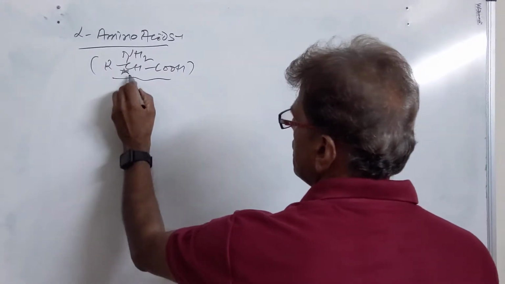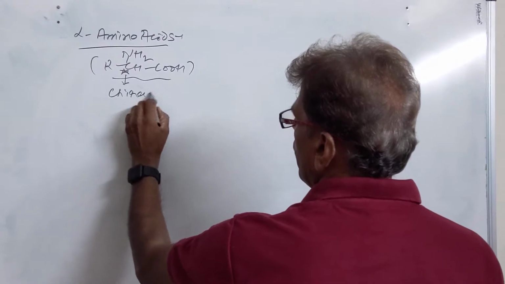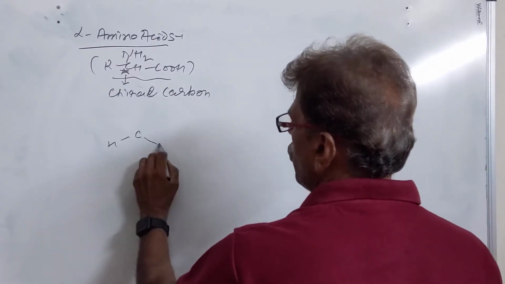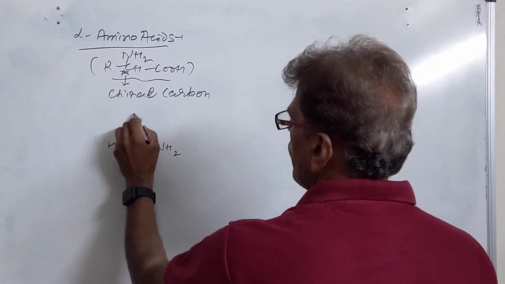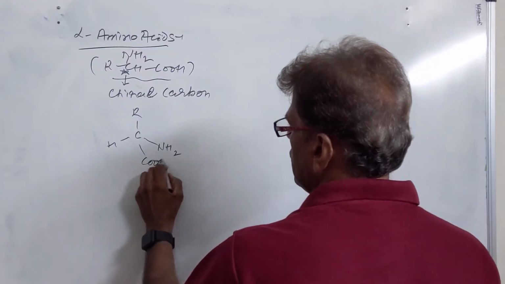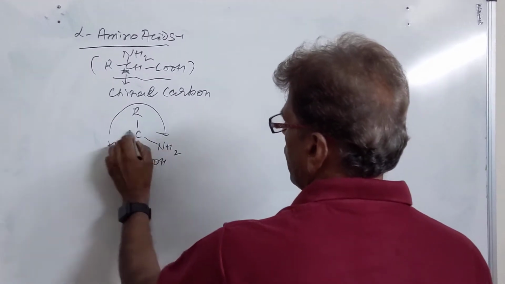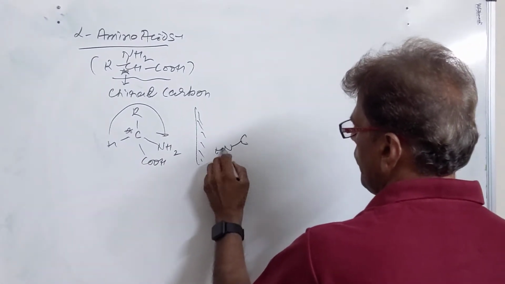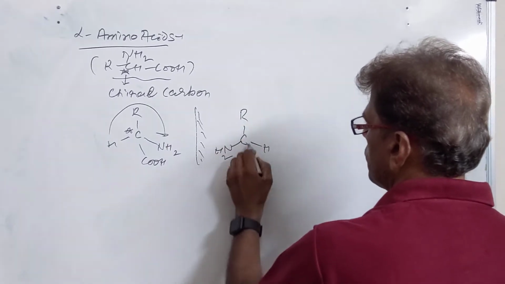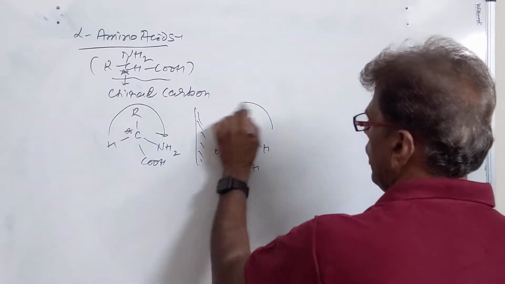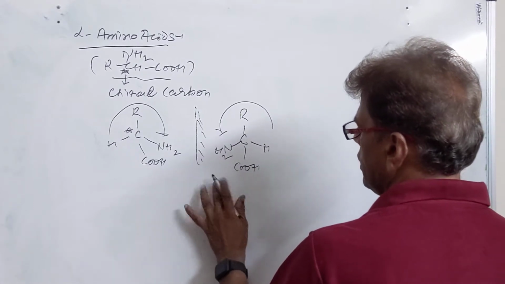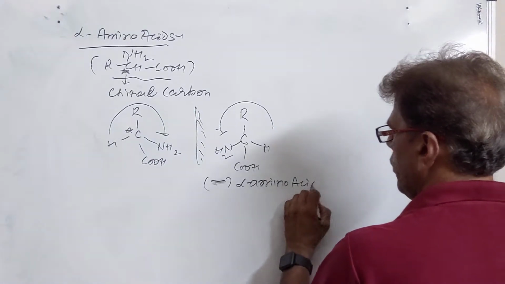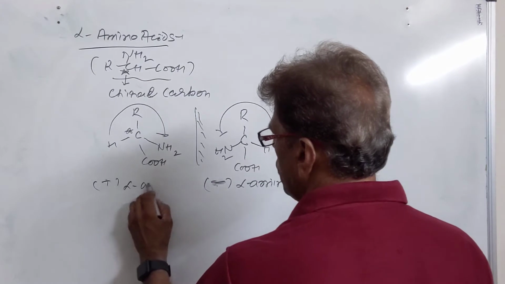Each alpha amino acid is having a chiral carbon, due to which it is optically active. Its optical activity can be shown like this: NH2, R group, and COOH, kept on the vertical side. H rotates light from H to NH2 group. Similarly, in this case, light is rotated in an anti-clockwise direction, so this is minus alpha amino acid. This is plus alpha amino acid.